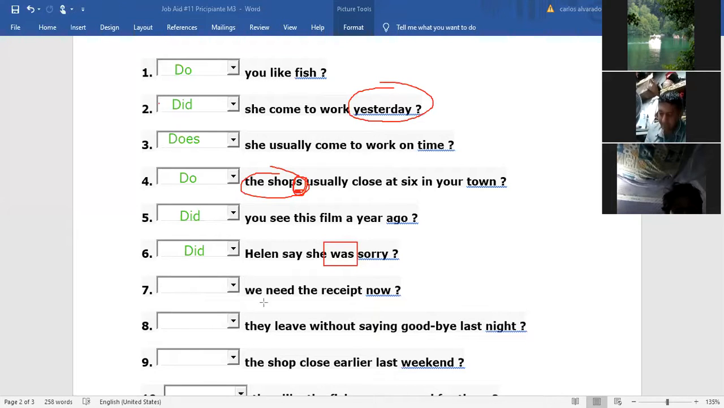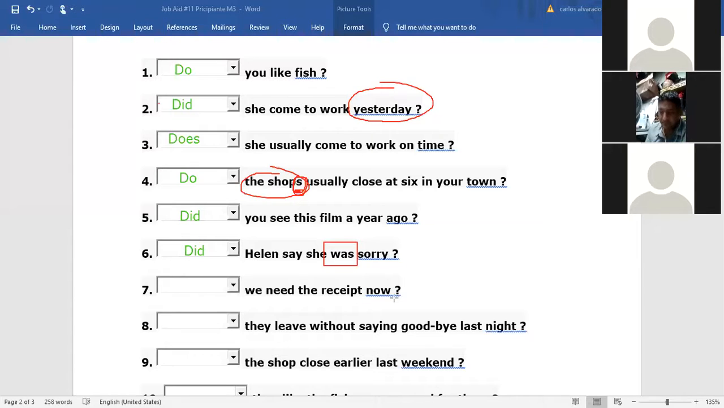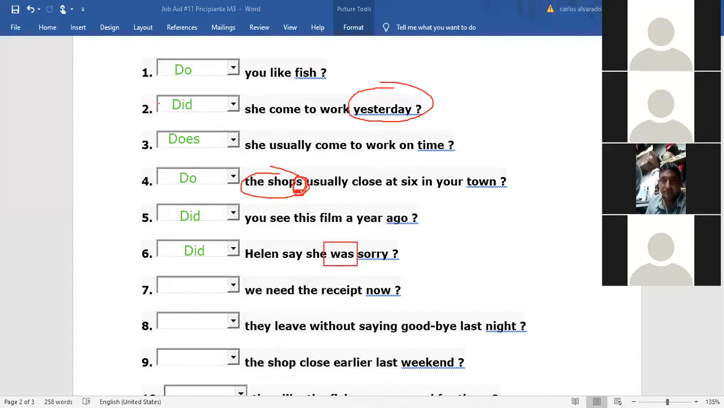Number 7. Blank we need the receipt now. Do we need the receipt now? Correct. Number 8. They leave without saying goodbye last night. Did they? Did, right? Did they leave without saying goodbye last night? Okay. Last night passed, right? Number 9. The shop closed earlier last weekend. Last weekend es la semana pasada, right? El fin de semana pasado.